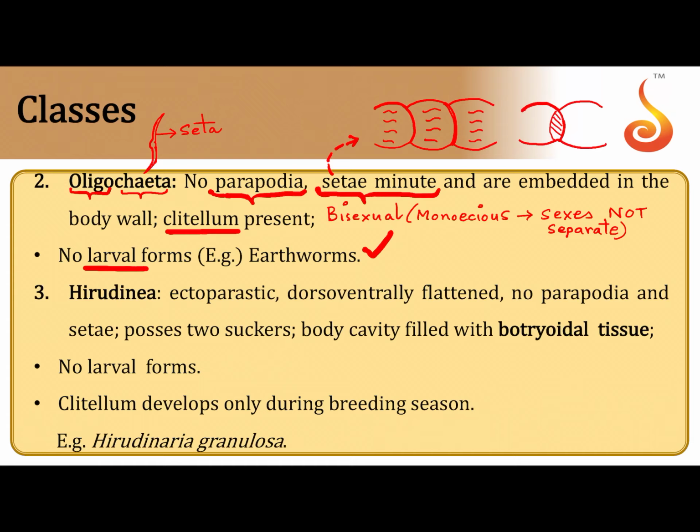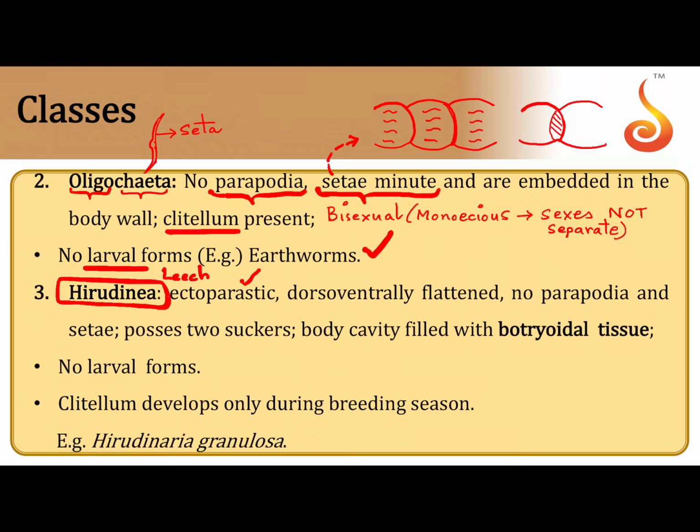The last class in phylum Annelida is class Hirudinea, which includes sanguivorous ectoparasitic forms. Sanguivorous means they survive on blood. They feed on blood. And the best example is leech. So leeches belong to this class, which is referred to as Hirudinea. Like I said, they cling on to the body of the host from the outside.